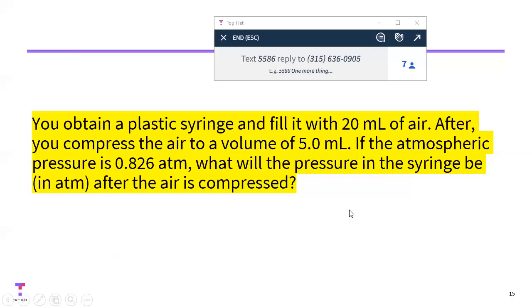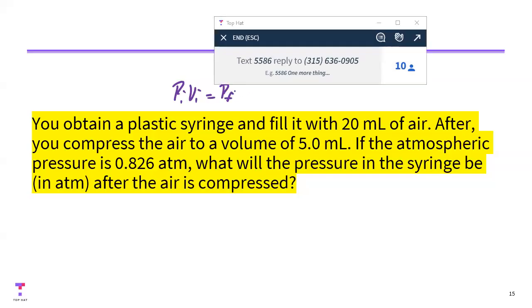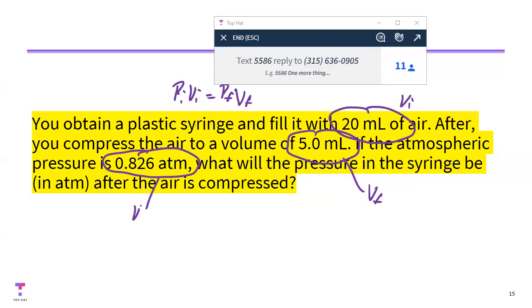All right, one more practice problem. This one is, in fact, a Boyle's law problem. So PIVI is equal to PFVF. My initial volume is 20 milliliters. My final volume is 5. And my initial pressure is 0.826 atmospheres.